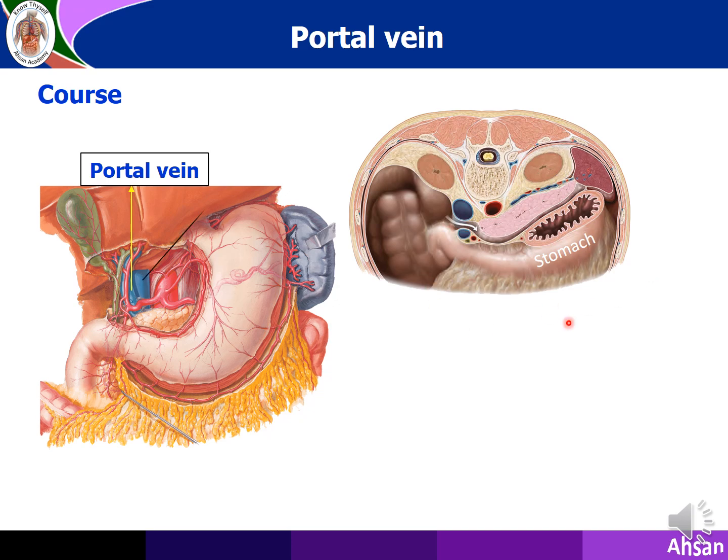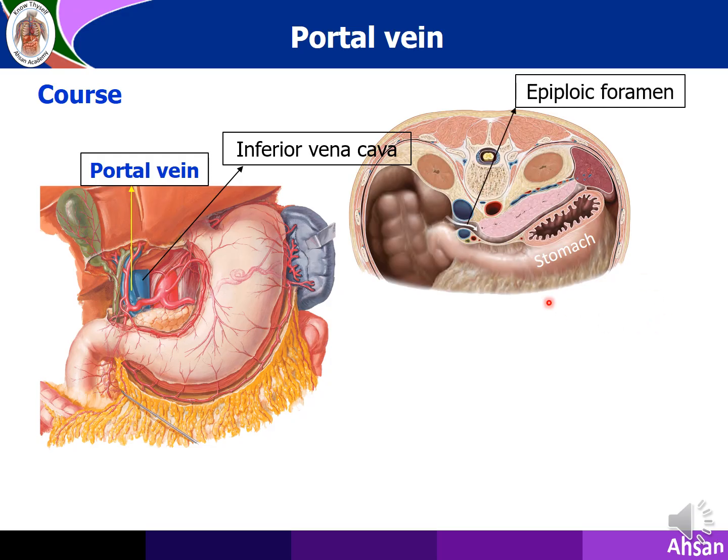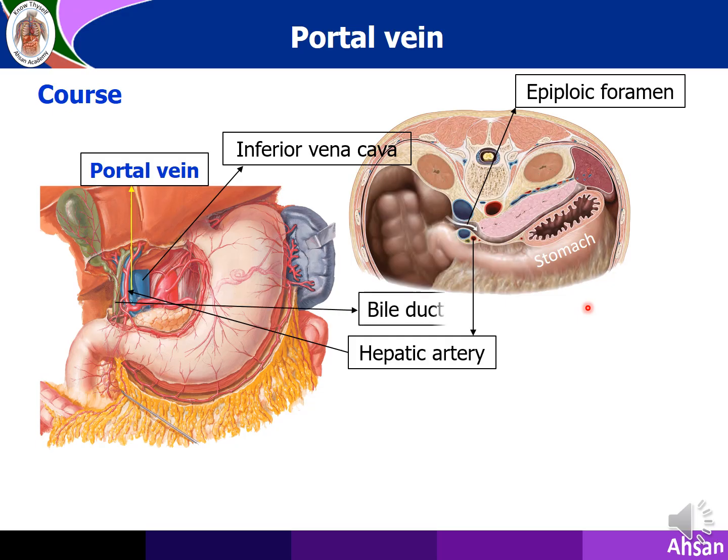This portal vein passes here. You can see this is the inferior vena cava, and anterior to that is the epiploic foramen. Anterior to that, the free margin of the lesser omentum containing this portal vein. Portal vein runs along with the hepatic artery. You can see the artery here, and this one is the bile duct. So this free margin contains three structures: portal vein, hepatic artery, and bile duct.